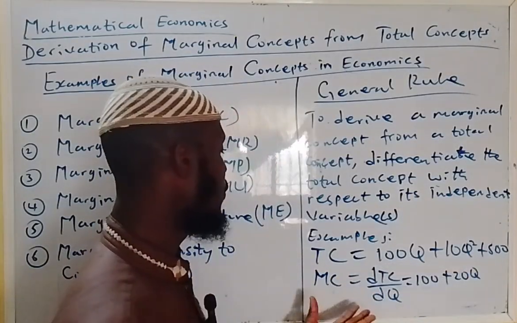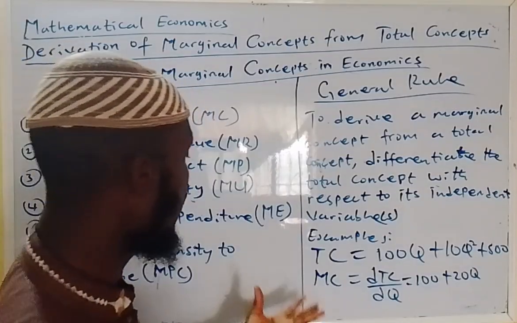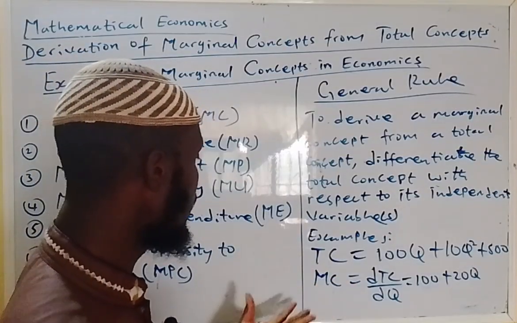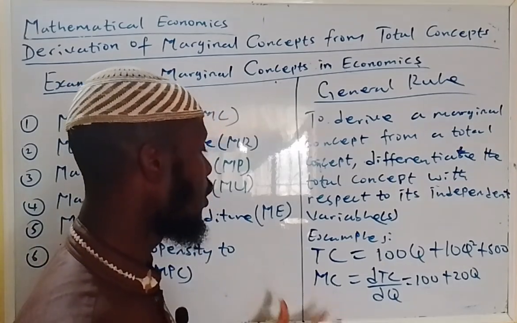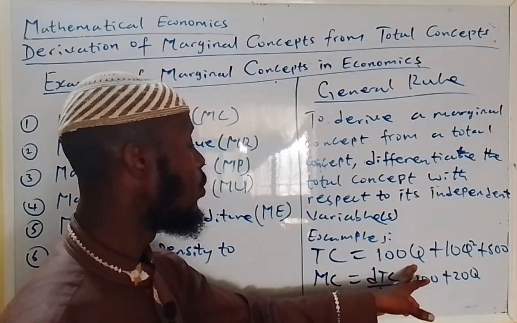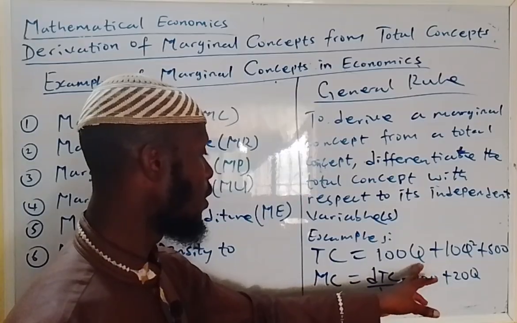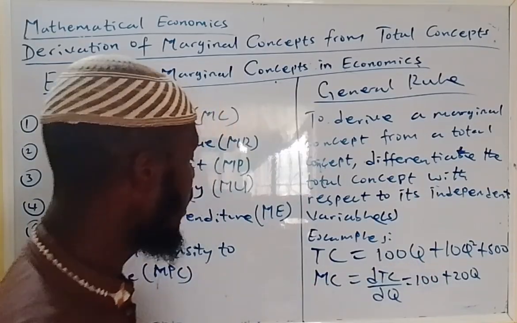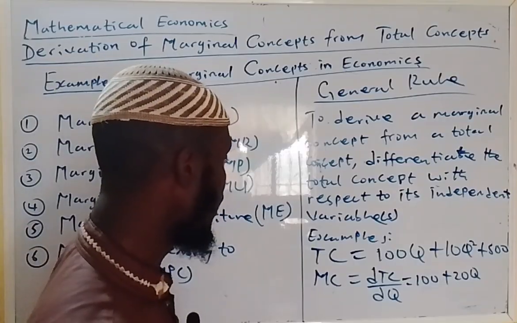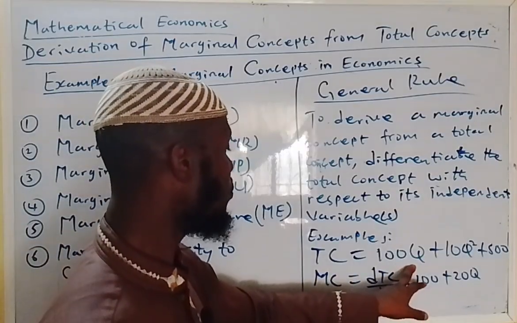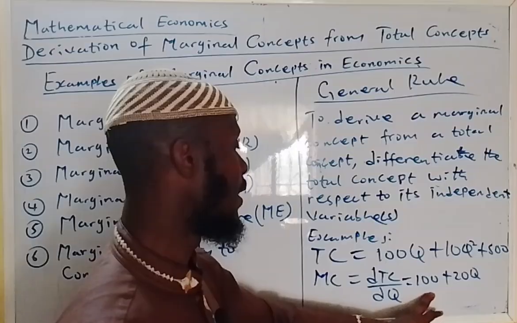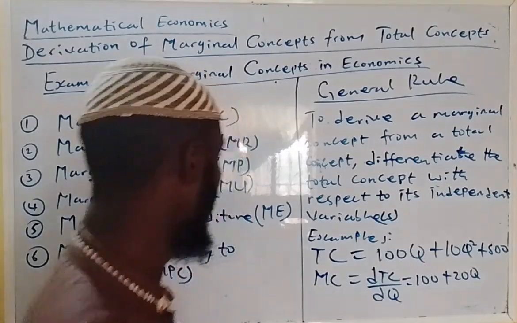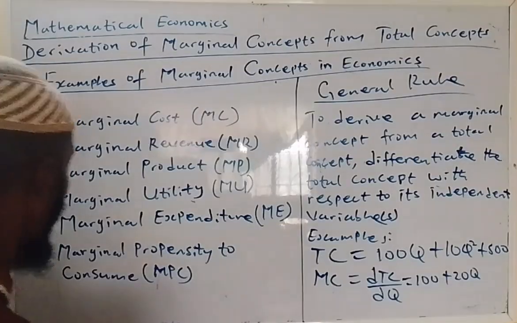So any time we are asked to derive marginal cost from total cost, what we need to do is just differentiate that total cost function with respect to the unit of output. If it is Q that is used in the equation, we differentiate with respect to Q. If it's any other variable, maybe X or Y, we differentiate with that variable to get our marginal cost function as we have in this case. Hope that is clear. So let me take another example.